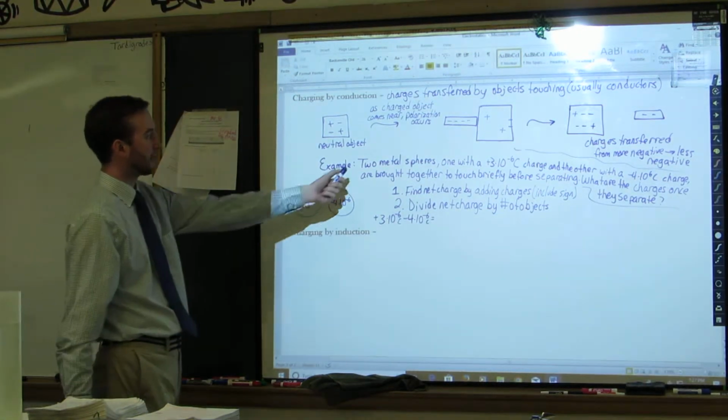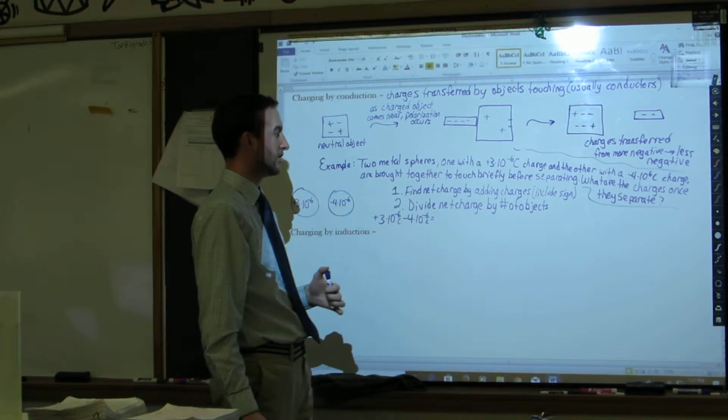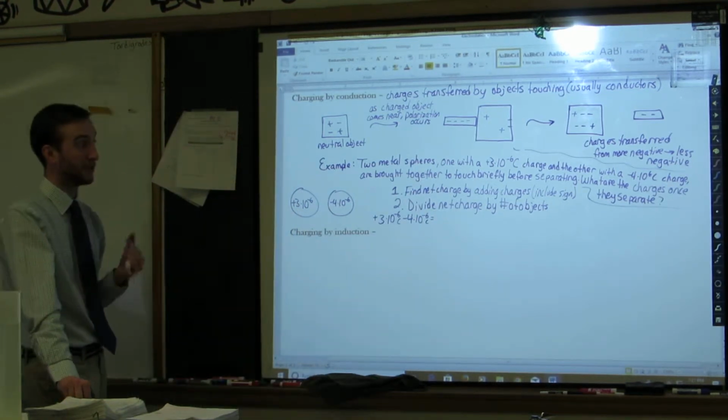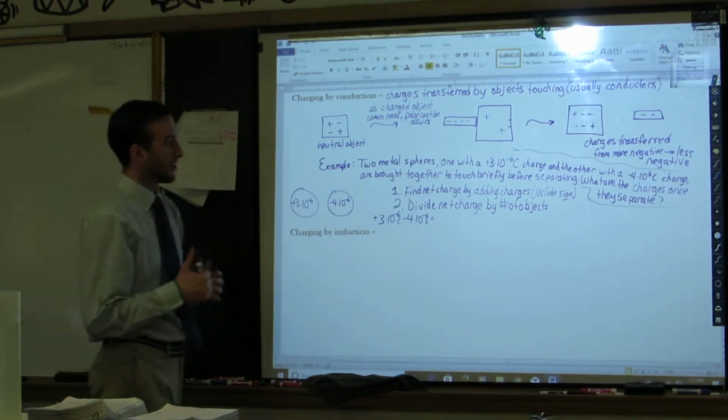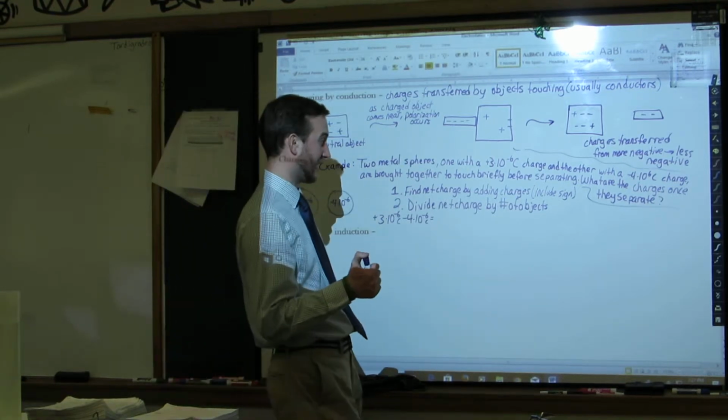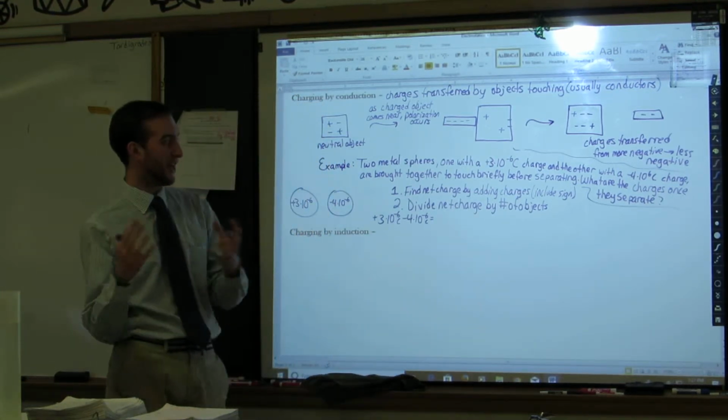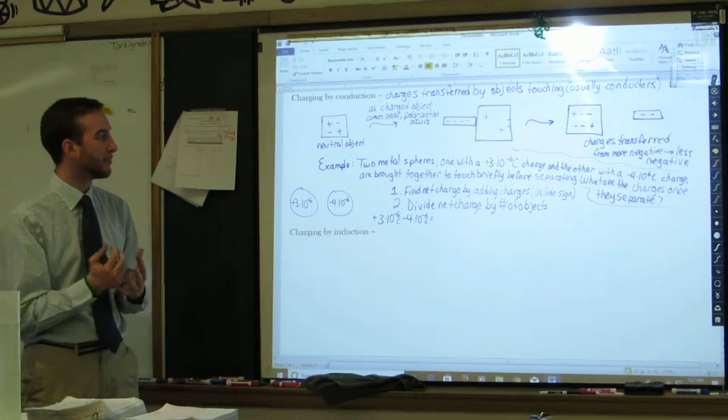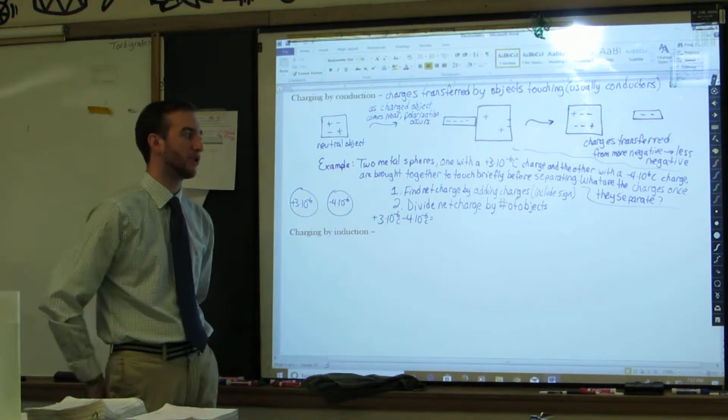Here's your example. You've got two metal spheres. One of them has a charge of positive 3 times 10 to the negative 6 coulombs. The other has a charge of negative 4 times 10 to the negative 6 coulombs. They are brought together, these objects, to touch briefly before then separating. What are the charges once they separate?